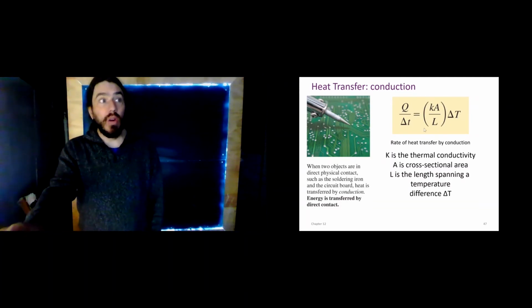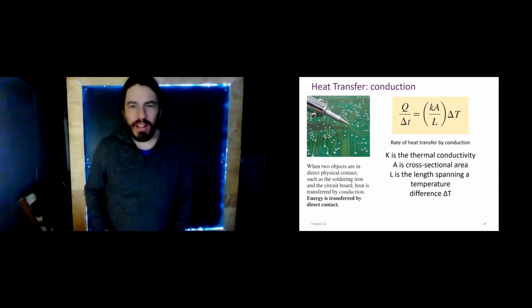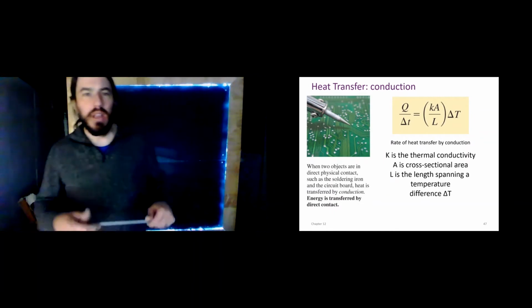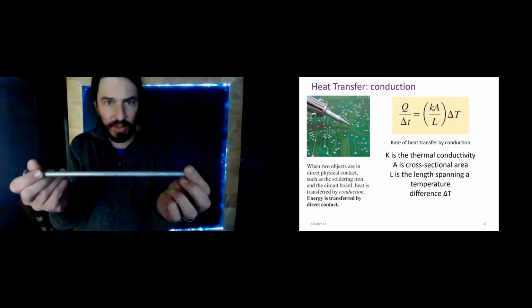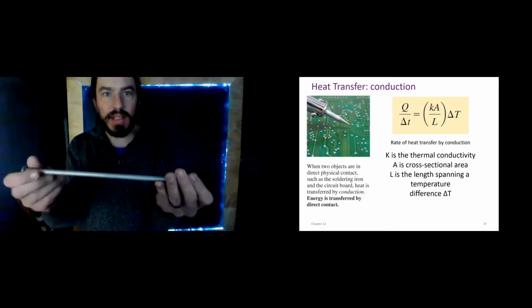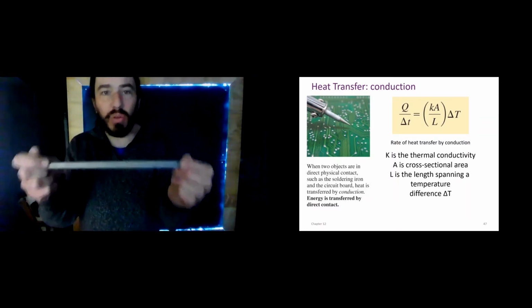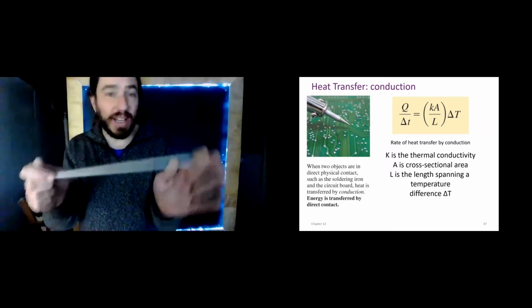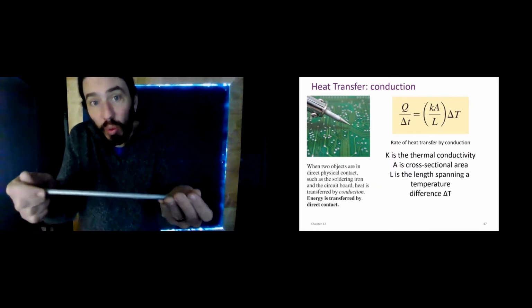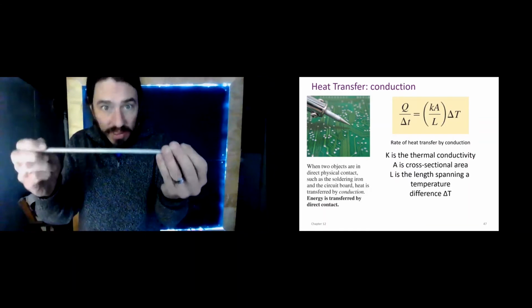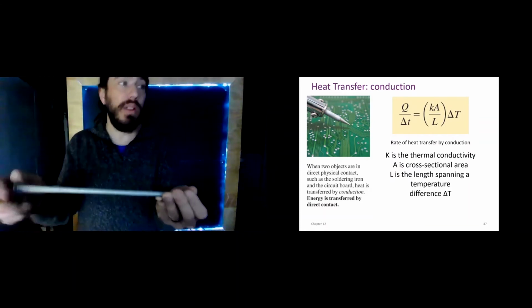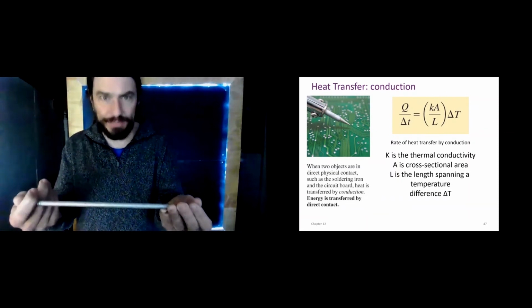On the right side, we see a handful of symbols, some of the usual suspects that we've seen before. Delta big T is, of course, a change in temperature. Be sure you use Celsius or Kelvin here. L is the length spanning the temperature difference. Well, here's a piece of metal. This would probably make a pretty good conductor of heat. And let's say that I've got this side over here that's real warm, and this side over here that's pretty cool. And so L then would be the length between the hot side and the cold side. And Q over delta T then would be the rate of transfer through this piece of metal, how fast the heat is flowing through this metal. A is the cross-sectional area.